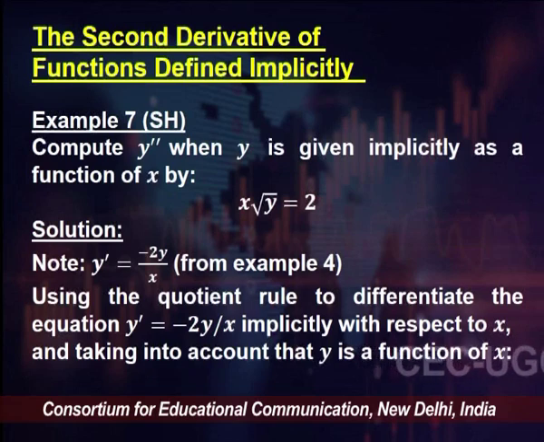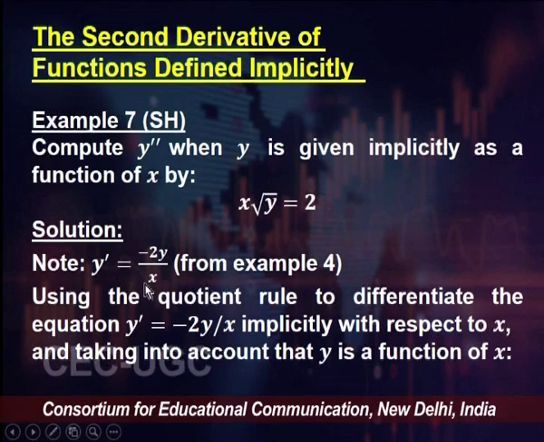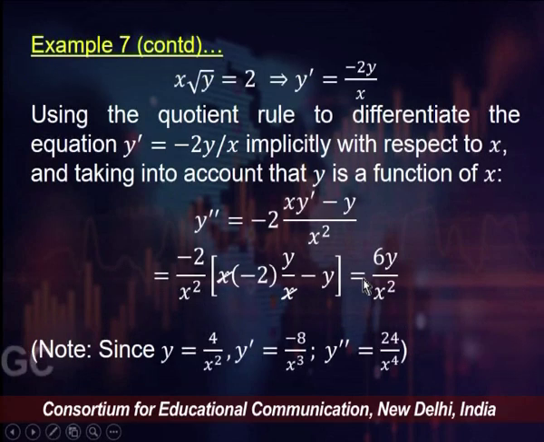The result that we got earlier was y prime equal to minus 2y divided by x. Here we can use the quotient rule for differentiation to differentiate the equation y prime equal to minus 2 times y by x implicitly with respect to x, while taking into account that y is a function of x. That is going to give me on the left hand side y double prime, which is d2y by dx squared, equal to, we will keep the minus 2 separate because that is just a constant.